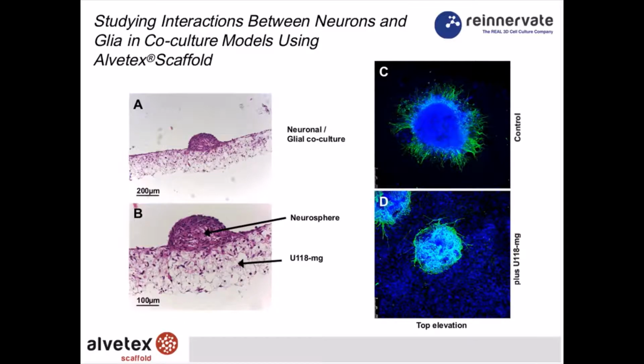So notice in C, okay, this is the control, so this is a monoculture, it's only the neurosphere. We've got nice neurite outgrowth viewed from above, just as before. And in D, all of these DAPI stained nuclei are of the glia, but notice now how the neurites tend not to grow out, one or two do, but the majority tend to wrap around the mass of neuronal cell bodies.